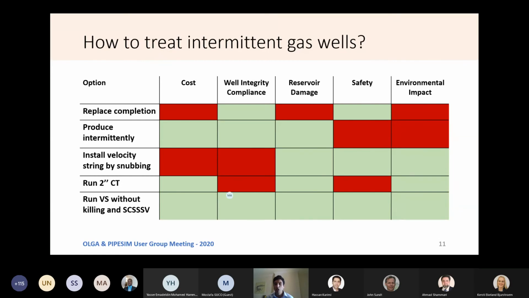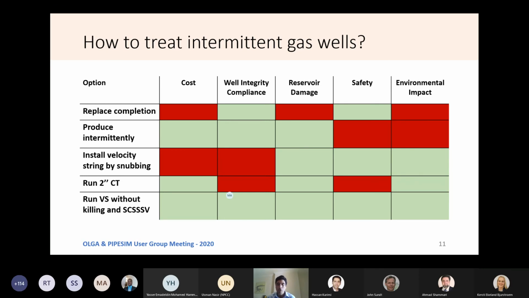As we got from the literature review we went through, we need to eliminate the liquid drop out in the tubing. We need to increase the flow velocity in the tubing. We need to have a smaller tubing in the well. But what are the possible options? We can replace the existing completion. We can produce the wells on cycles. When the well dies, vent the gas to the atmosphere and send the liquids to the sand, which is not an environmentally friendly option.